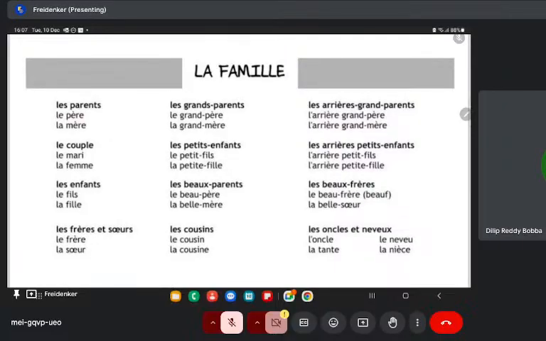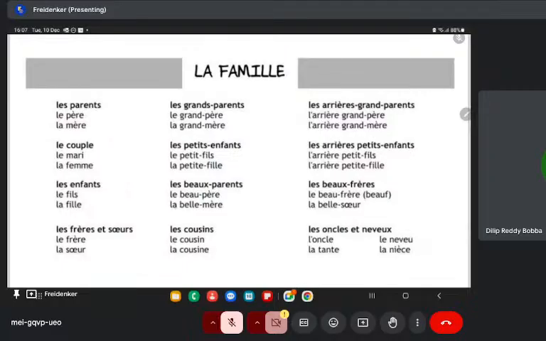Les grands-parents, the grandparents. Le grand-père is the grandfather. La grand-mère is the grandmother. Les petits enfants, the grandchildren. Le petit-fils is the grandson. La petite-fille is the granddaughter. Les beaux-parents, I think they are father-in-law and mother-in-law. Le beau-père is the father-in-law. La belle-mère is the mother-in-law.